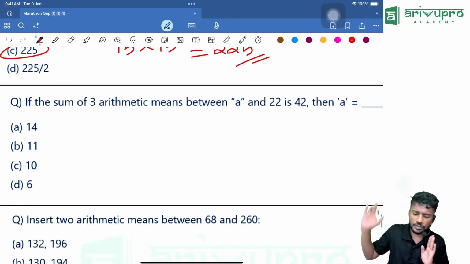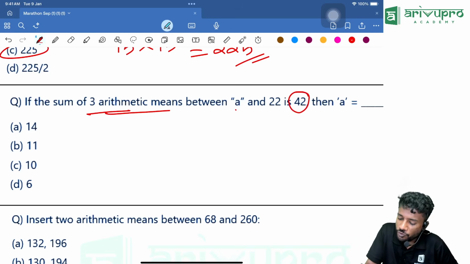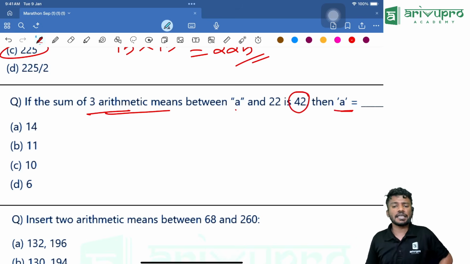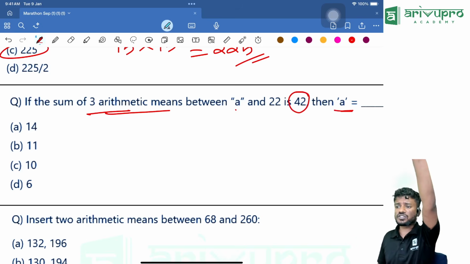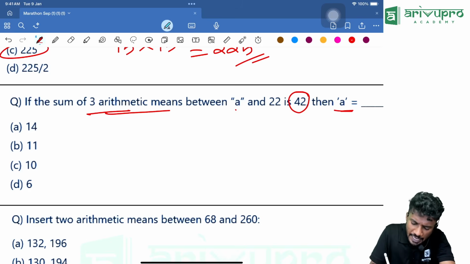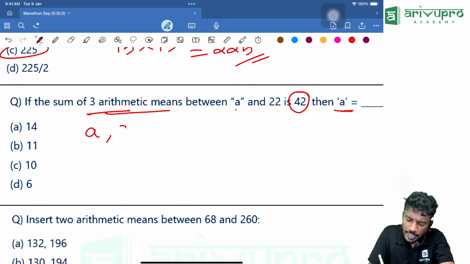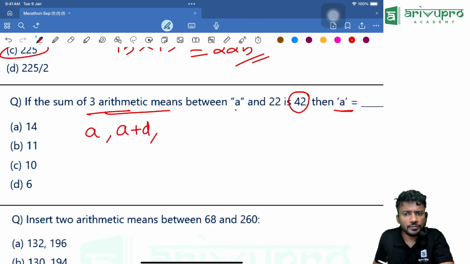Now look at this. If the sum of the 3 arithmetic means between A and 22 is 42, find the value of A. They are asking for the first term. Okay. Now people, if A is the first term, next term will be what? A plus D. Am I right? Why A plus D? Because common difference is D.